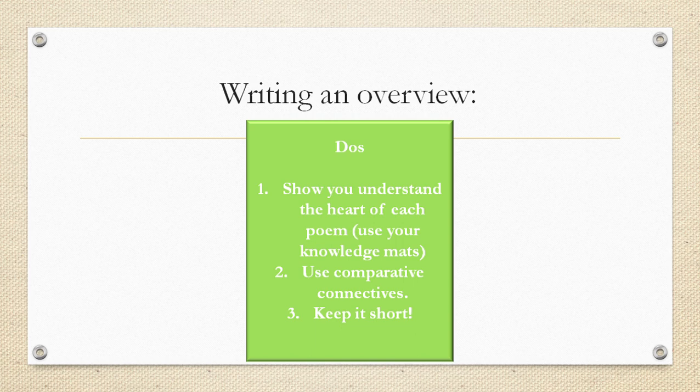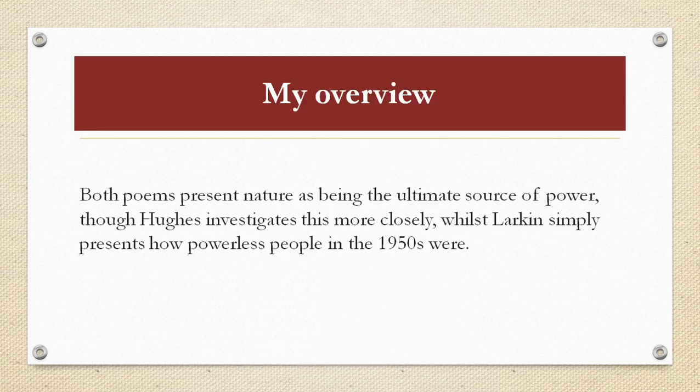In fact, can you make sure you've got the overall title, Modelling Miss Bird, and then can you write overview as a subheading? So if you just jot this overview down as a kind of model example. So both poems present nature as being the ultimate source of power, though Hughes investigates this more closely, whilst Larkin simply presents how powerless people in the 1950s were.